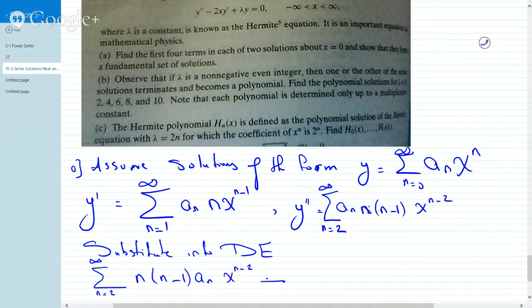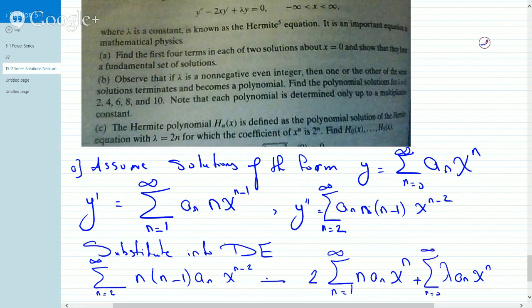2x times y prime. So I will go ahead and immediately multiply the x by x to the n minus 1. So this becomes minus 2 summation n a of n x to the n minus 1 times x becomes x to the n, because n minus 1 plus 1 is just n. And this is starting from n equals 1 to infinity. Plus lambda times y, which is the original. So lambda a of n x to the n from n equals 0 to infinity, and we have to set this equal to 0.